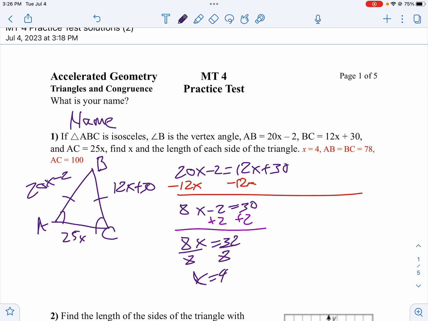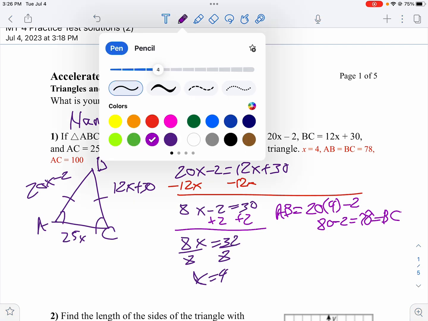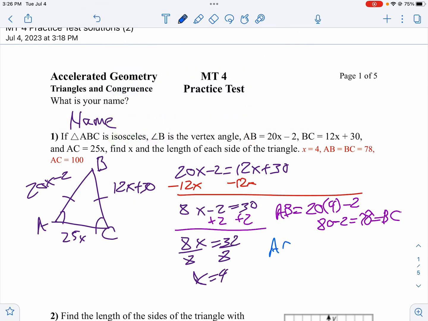So let's go back and find A to B first. A to B would be 20 times 4 minus 2. So it'd be 80 minus 2, which is 78. Well, since it's isosceles, that means I've also found B to C. They're both 78. And then to find A to C, it'll be 25 times 4, which is 100.